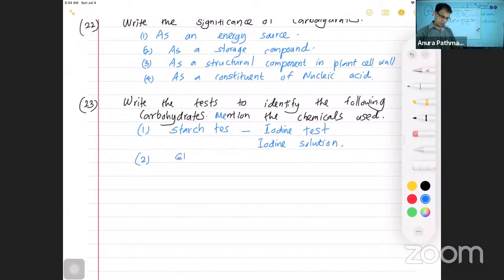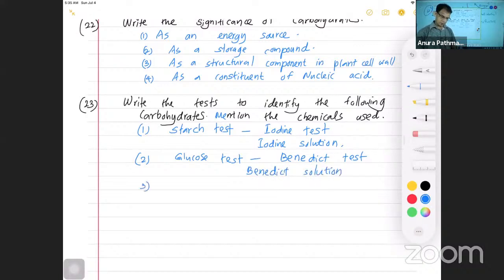Glucose. What's the glucose test? Benedict test. What are the things taken? Benedict solution.